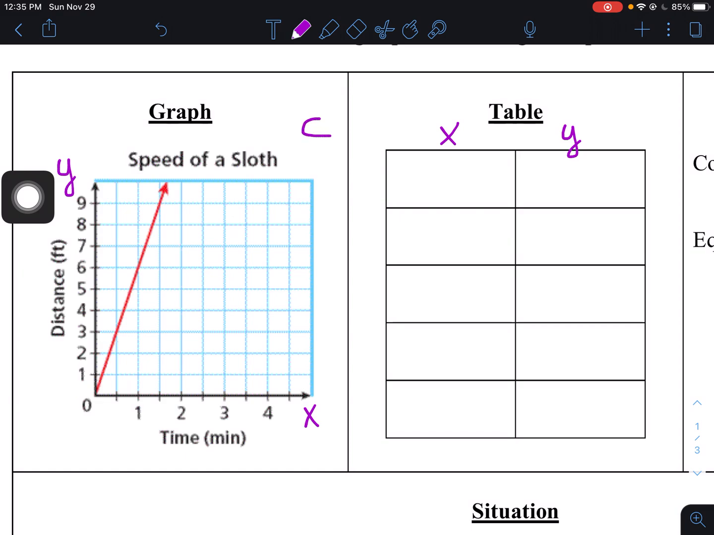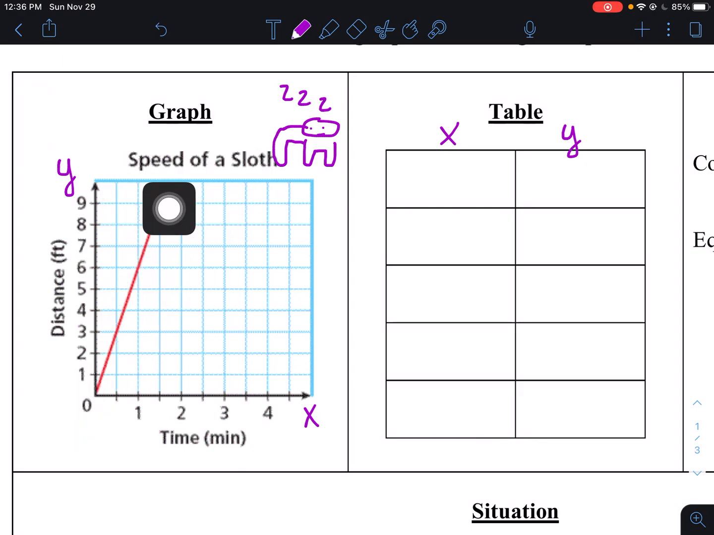A sloth, I'm going to draw a bad picture here, but it's an animal that just kind of rests all day. It mostly sleeps in the trees. You've probably seen, I think it was in the movie Zootopia, the sloths at the DMV, but they move very, very slow. So this graph is showing the speed of a sloth, and this line represents the speed.